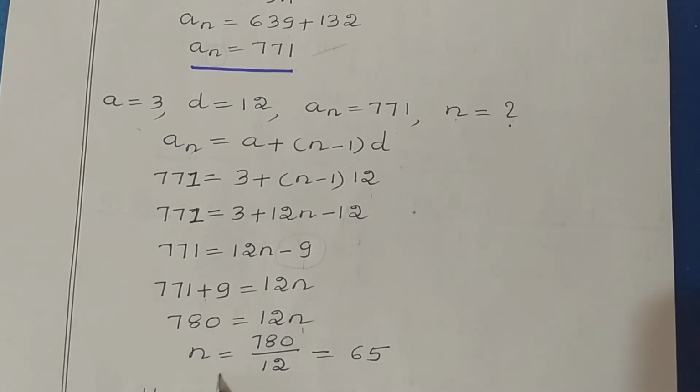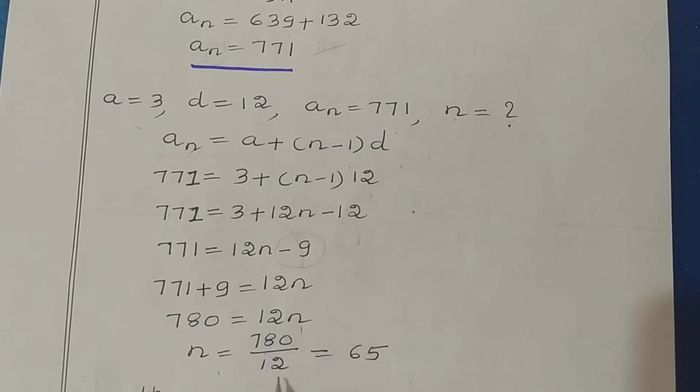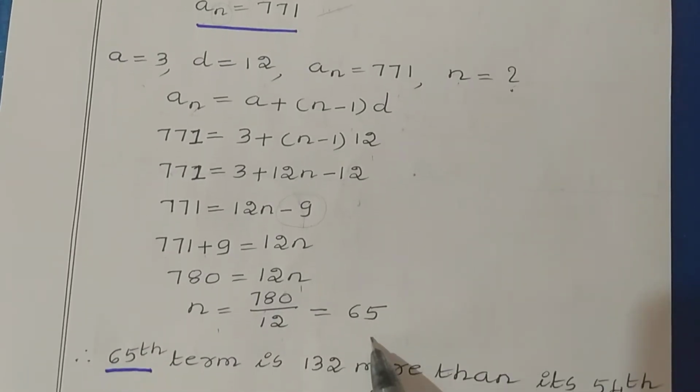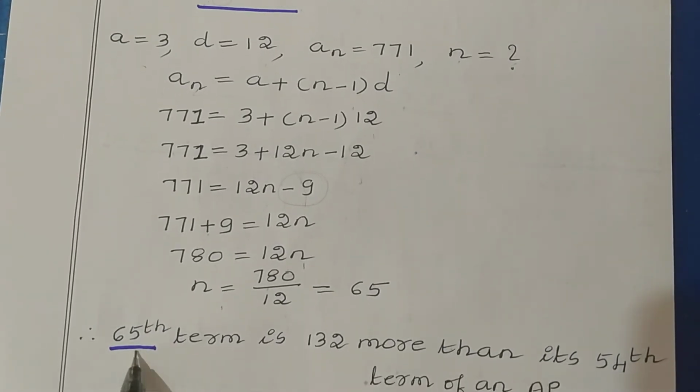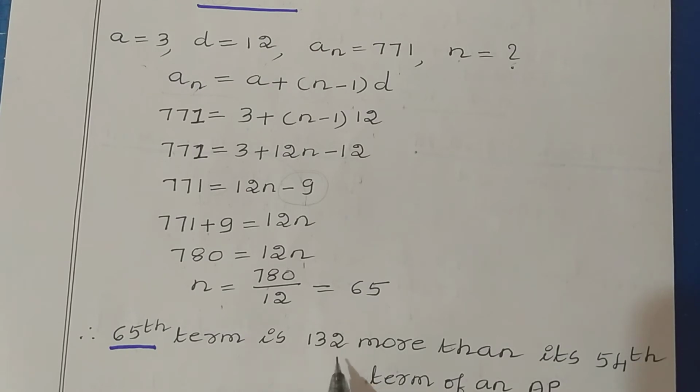n is equal to 780 divided by 12. So after cancellation, here we get the answer 65. That means here the 65th term is 132 more than its 54th term. So here the answer is n is equal to 65.